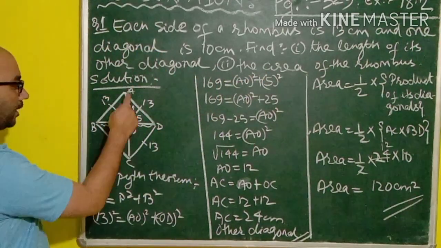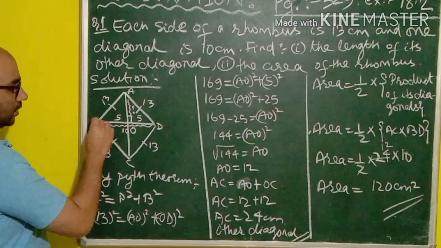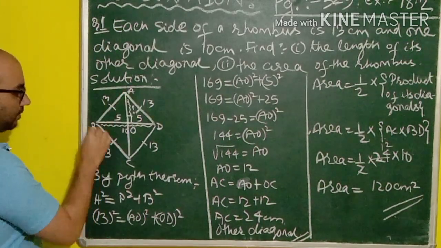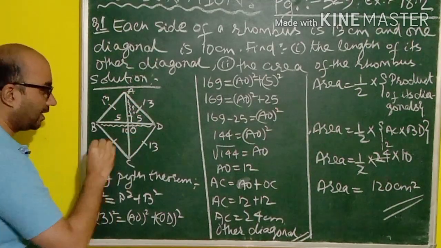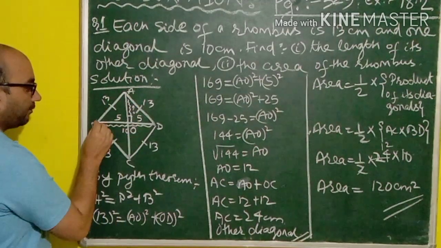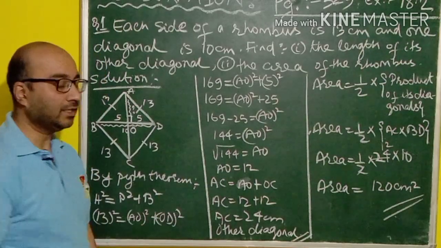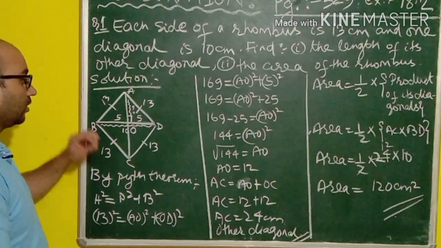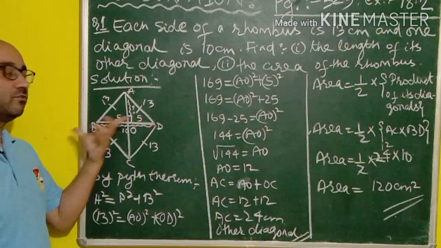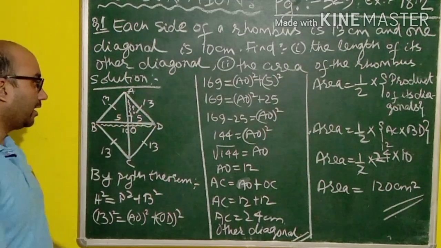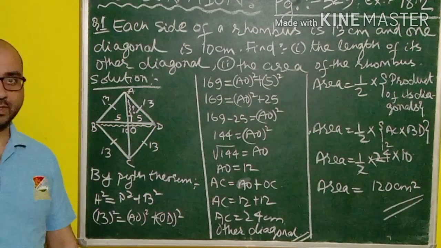Now let us draw the diagonals. ABCD is a rhombus. If we join A and C, that gives us our first diagonal, and if we join B to D, that gives us our second diagonal. The length of one of the diagonals is given. Let us say the length of BD is given, so this entire diagonal is 10 centimeter.